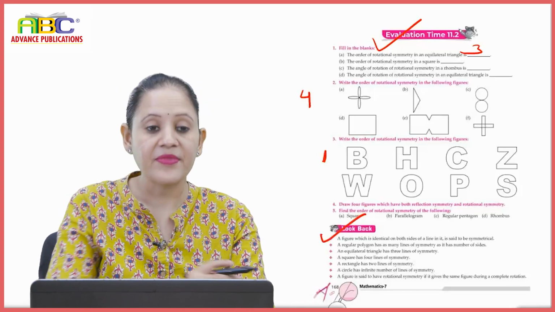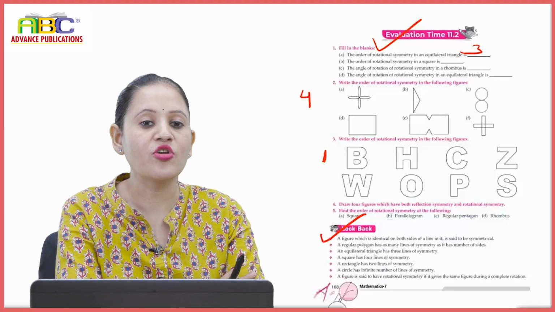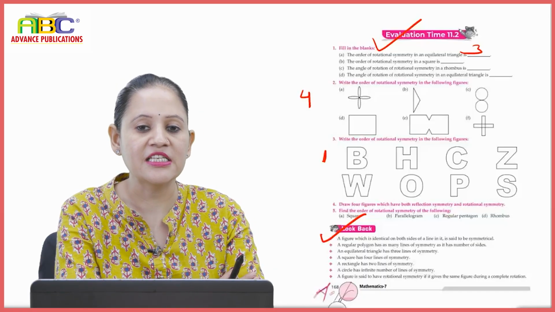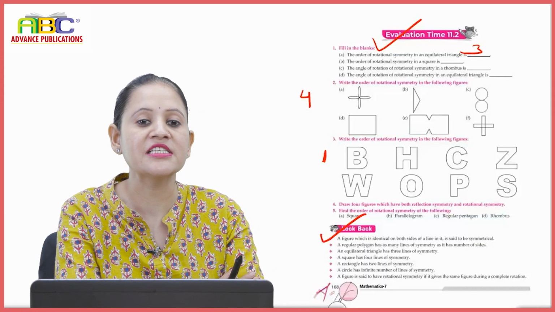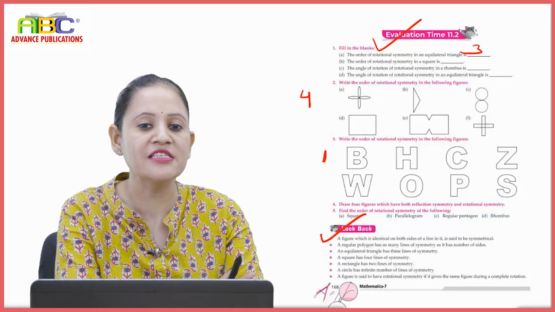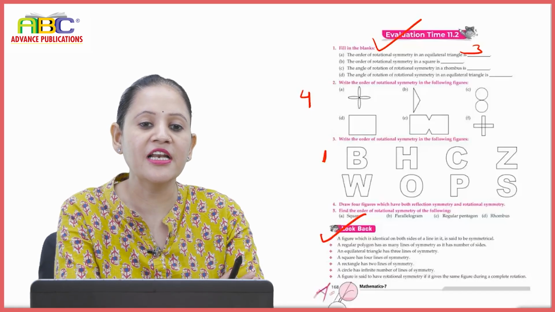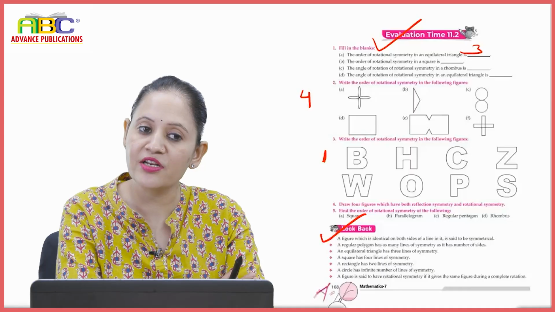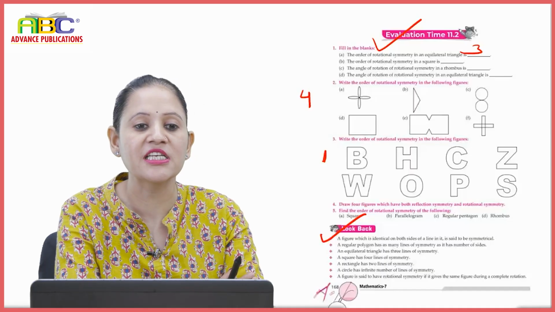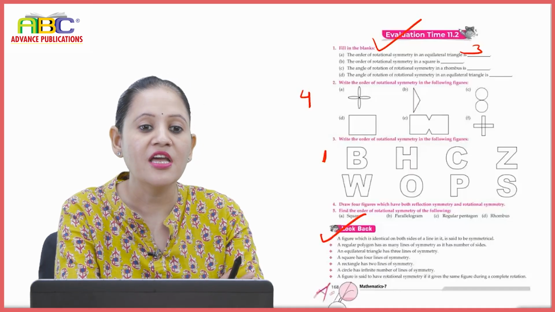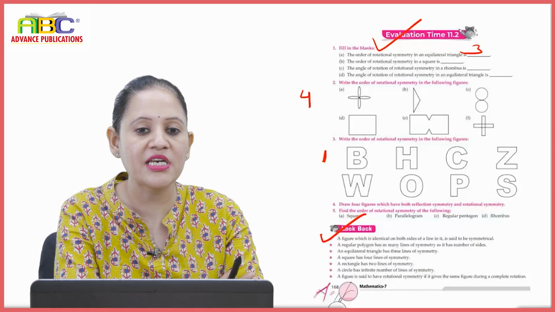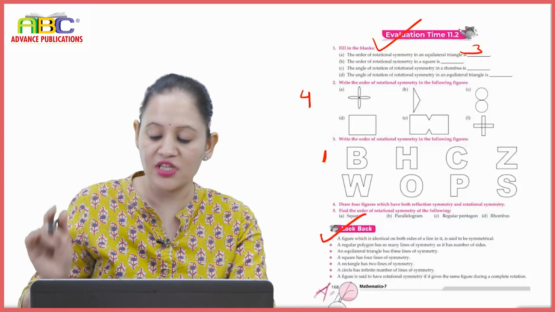Next is look back. A figure which is identical on both sides of a line in it is said to be symmetrical. A regular polygon has as many lines of symmetry as it has number of sides. An equilateral triangle has 3 lines of symmetry and a square has 4 lines of symmetry. Rectangle has 2 lines of symmetry. Circle has infinite lines of symmetry. The figure is said to have rotational symmetry if it gives the same figure during the complete rotation.